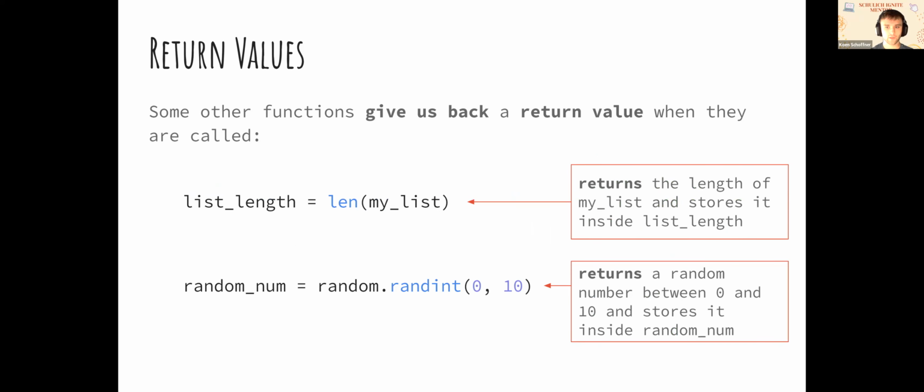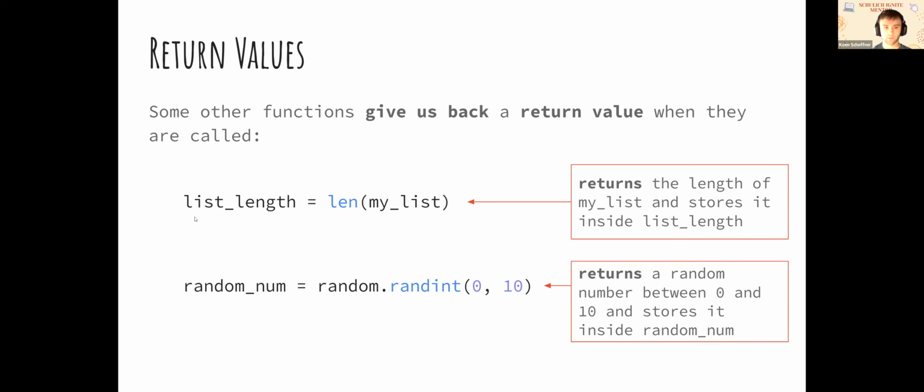We've also been working with some functions that give us return values. Like the length function: when you put a list in as an argument, right? When you put something between these two curved brackets, that's called an argument. We'll talk about that more later. But it returns an integer value, which is the length of that list. So that's a return value.